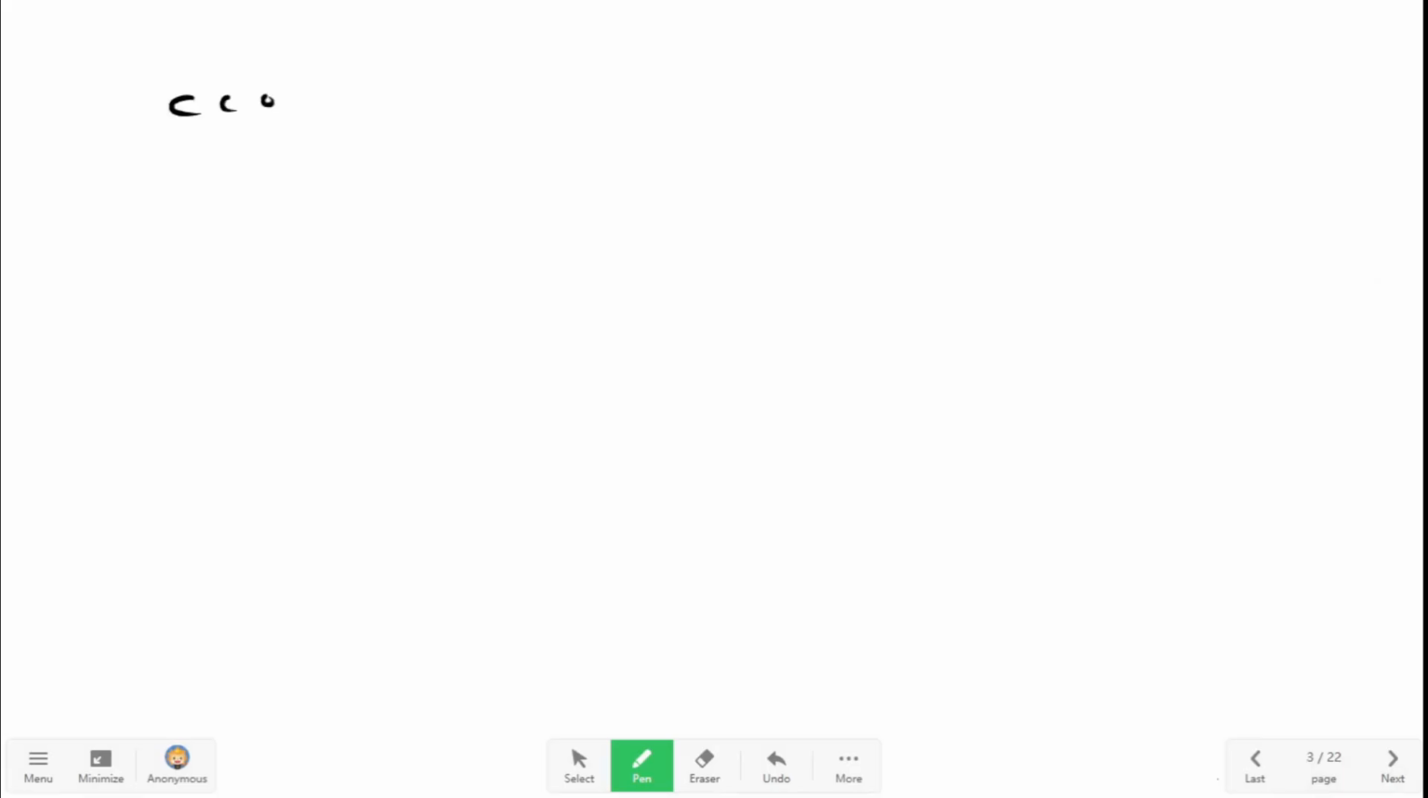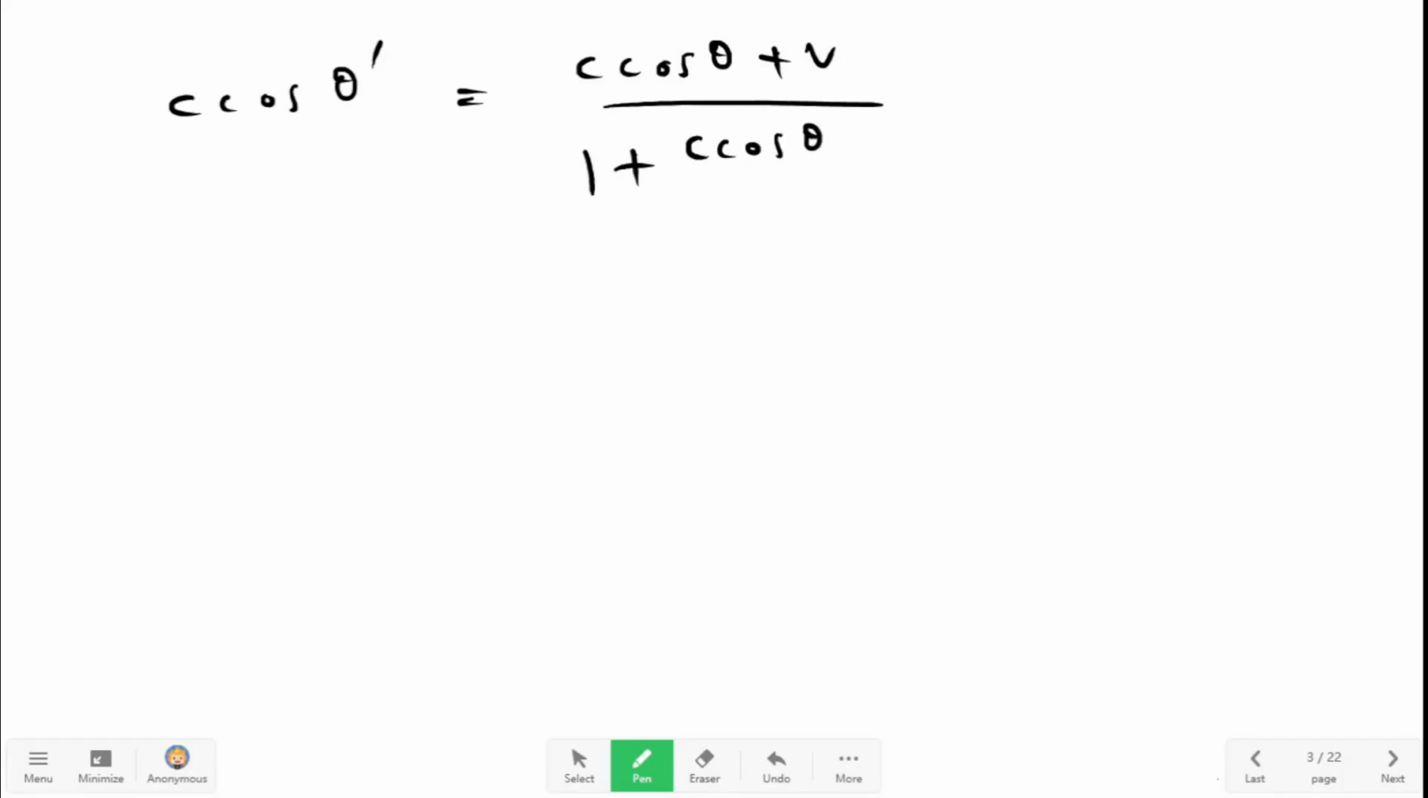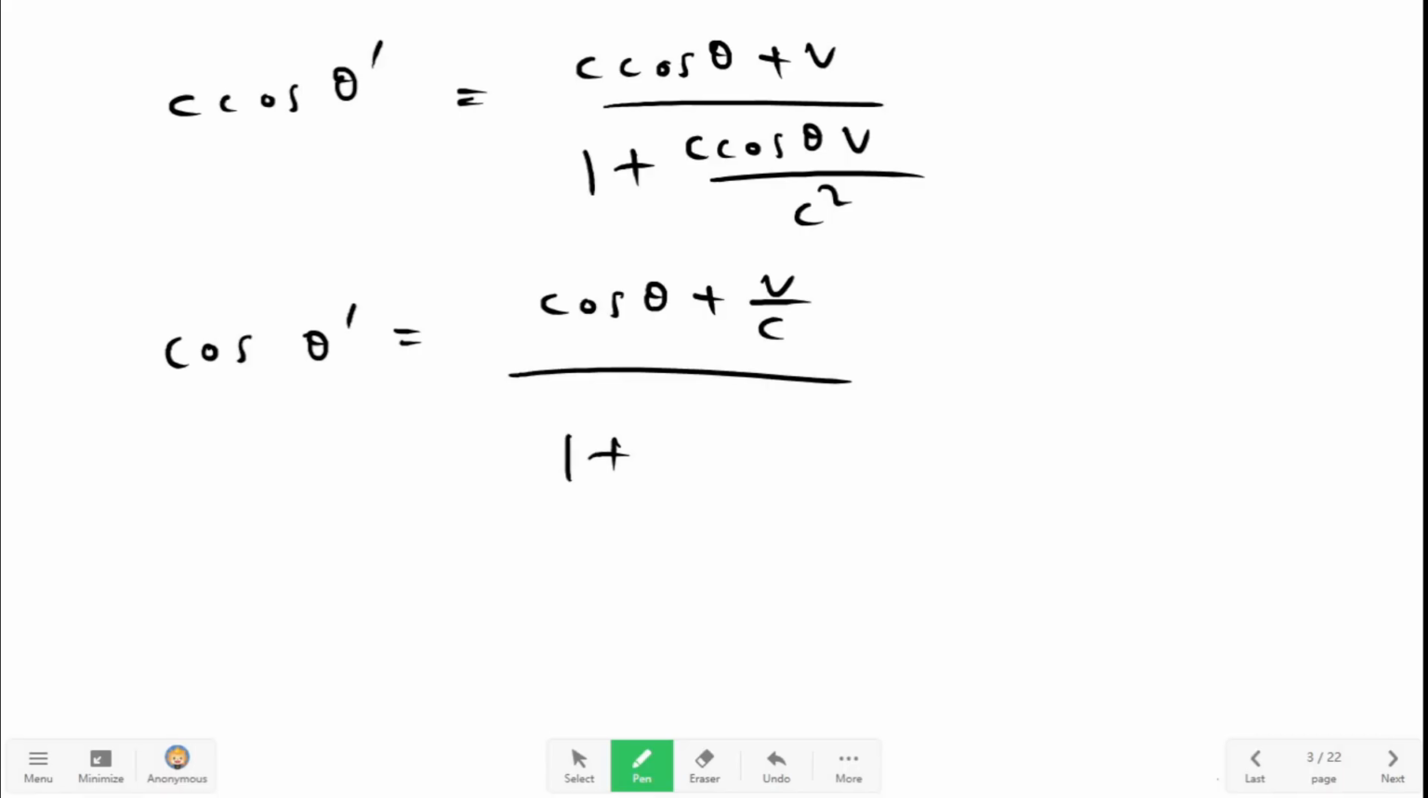Now you substitute the values. Vx is c cos theta prime and Vx prime is c cos theta, so c cos theta prime is equal to c cos theta plus V divided by 1 plus c cos theta times V divided by c square. From here cos theta prime is equal to cos theta plus V by c divided by 1 plus V by c cos theta.